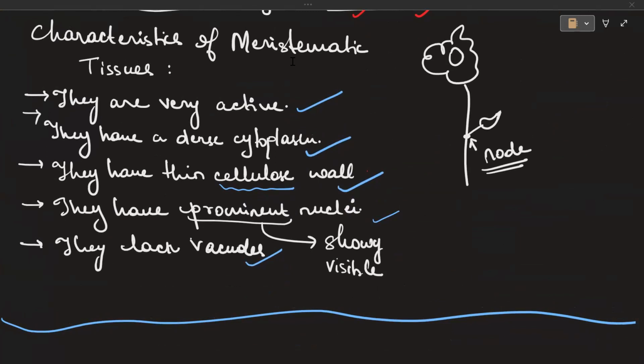Ma'am, if the meristematic tissues lack vacuoles, where do they store food and excrete waste? See, basically, they do not have to store anything, because they are dividing at a very quick rate. Their only function is to increase the number of cells in the plant's body. That is why they do not require any storage. Okay, ma'am.